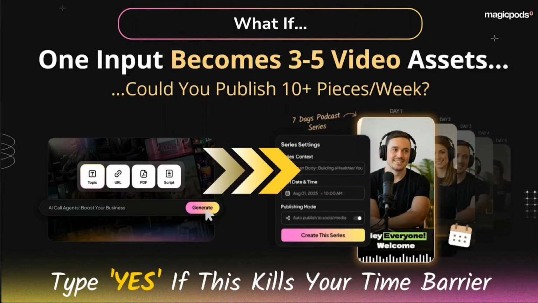So if one input yields 3 to 5 assets, you could hit 10+ published a week. Yes, of course, a lot of yeses are coming in the chat room, and that is an amazing response, because this builds empires like Joe Rogan's. Next, when you want to scale, what if you want more?